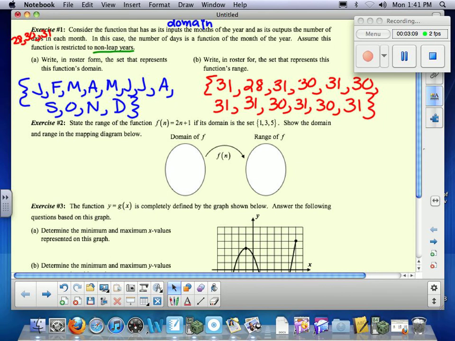That's it, domain and range, input and output. If you know what month you're in, then you can tell what your outcome is.